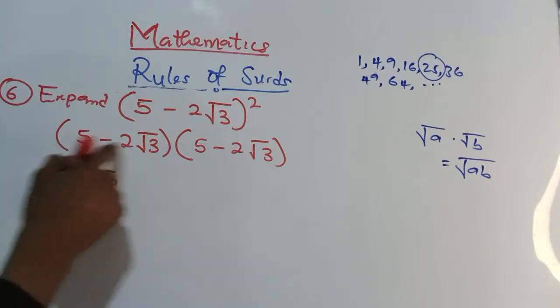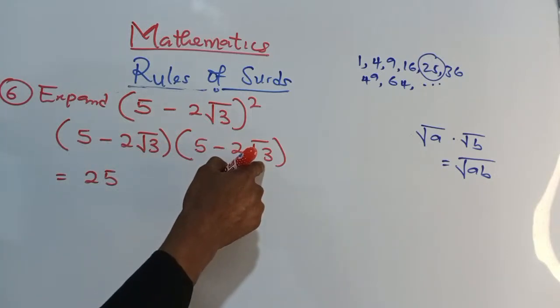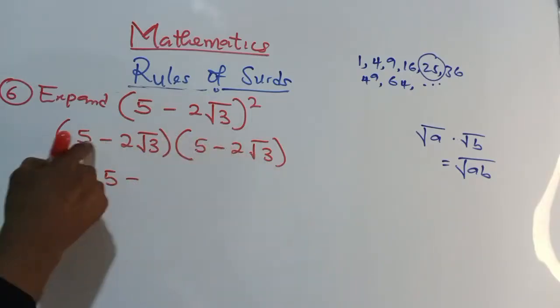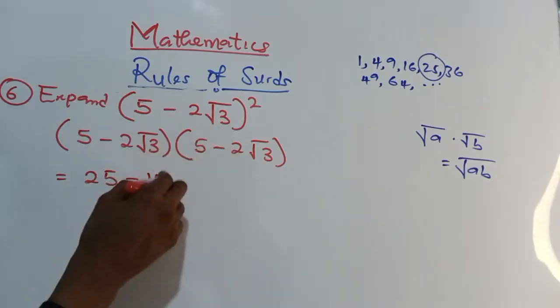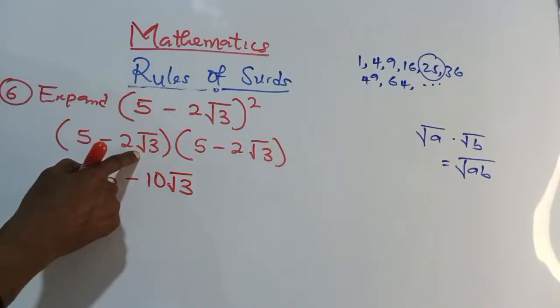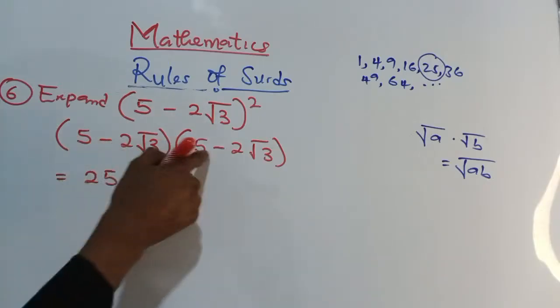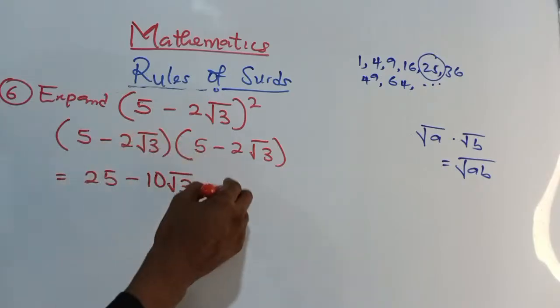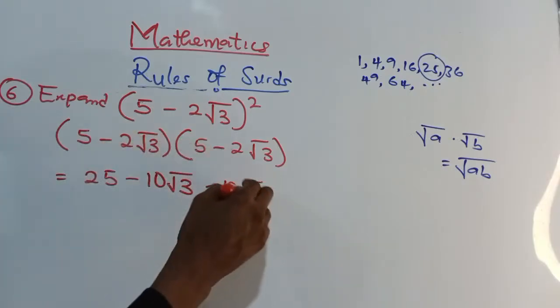Then 5 times minus 2 root 3. Okay, so we have minus, so 5 times 2 will give us 10. And then you write the root 3. Then move on to this place. We have minus 2 root 3 times 5. So we have minus 5 times 2 is 10, and we write root 3.